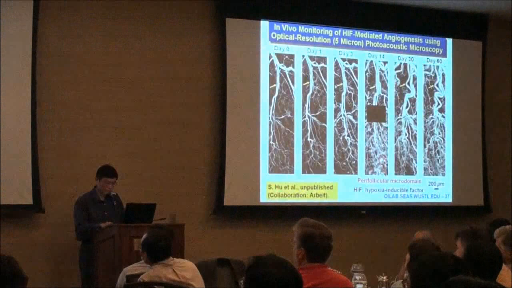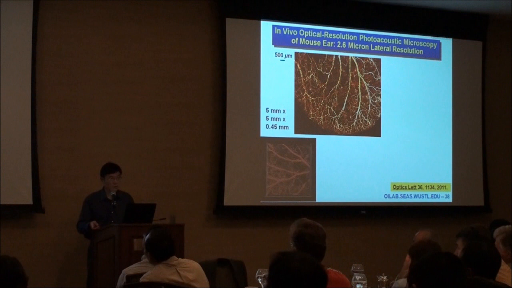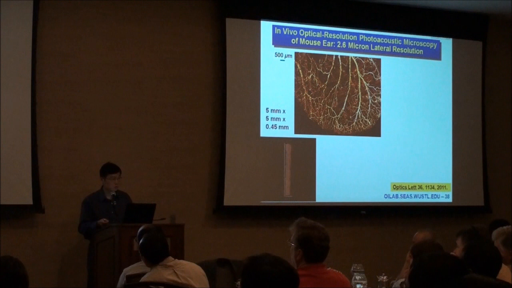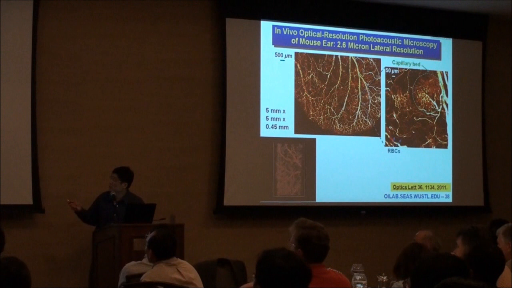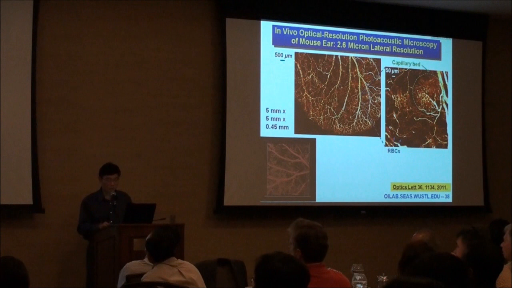More recently, we improved the resolution to 2.6 microns in the transverse direction. And so it allows you to see all the vessels even in greater detail. And this is a mouse ear image using our technology without injecting any contrast agents. Everything is intrinsic. You can see all vessels in this volume. You zoom into a small area to see the details. You can see this capillary bed, you see a bunch of single capillaries, and all these dots are single red blood cells. And so you're at a single cell level resolution already using intrinsic contrast.